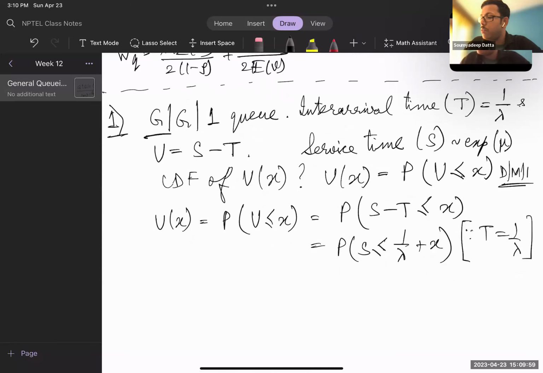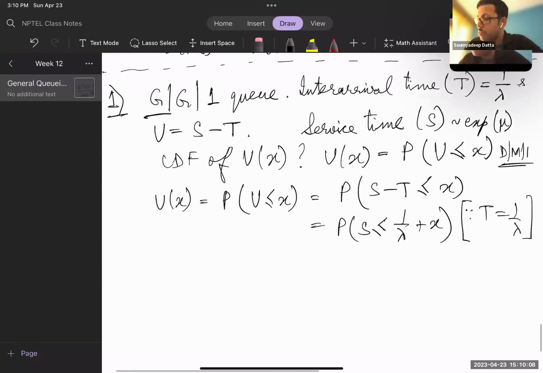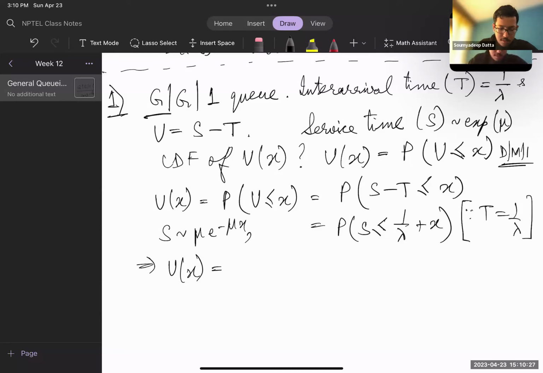Right? And then we know that the service time S is distributed as exponential of mu, right? So let's find out this integral. So this will be U of X. So the PDF of S is mu times e to the power minus mu X for X greater than 0, right? That's the PDF, I think.